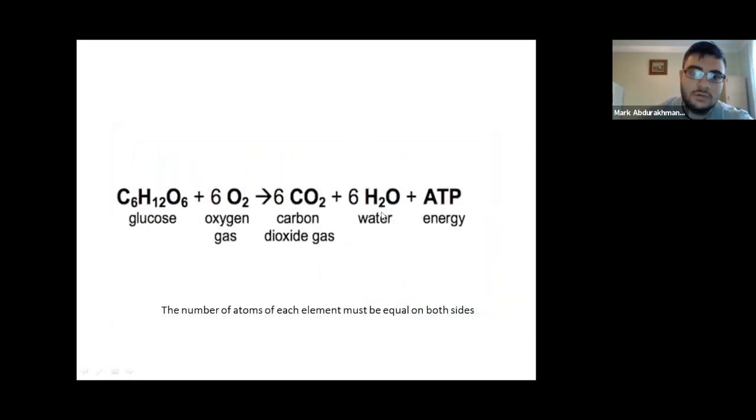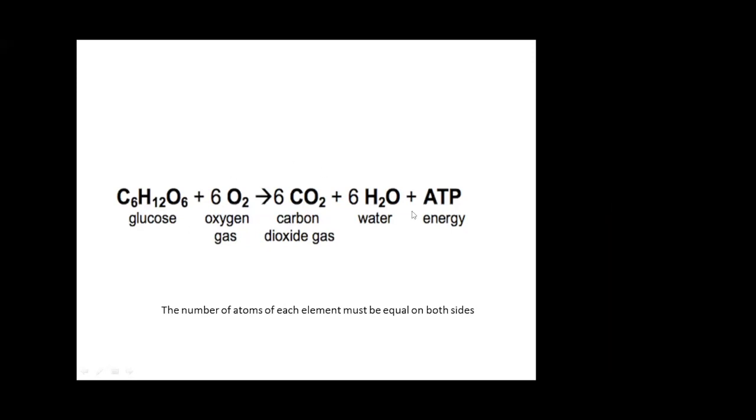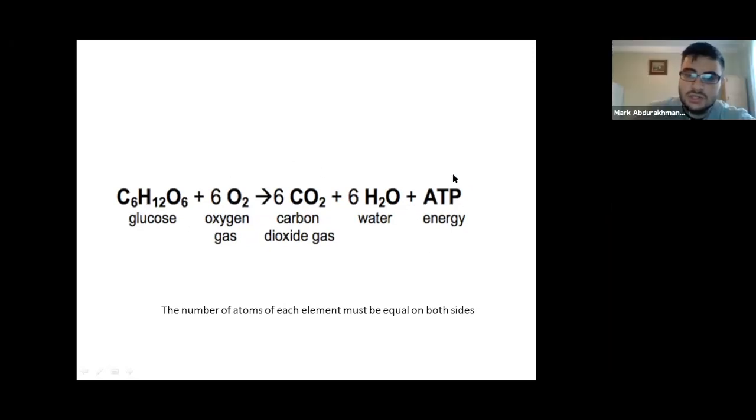And I will show you that right here. So this is what it looks like when it's fully balanced. As I mentioned, 6 CO2 for the carbons, 6 H2O for the hydrogens, 6 O2 to make sure there's 18 oxygens on both sides. And ATP is just a form of energy. It's a cofactor. We'll talk about that more when we do Krebs cycle. All right. The general rule: the number of each atom on the left must be equal to each element on the right.